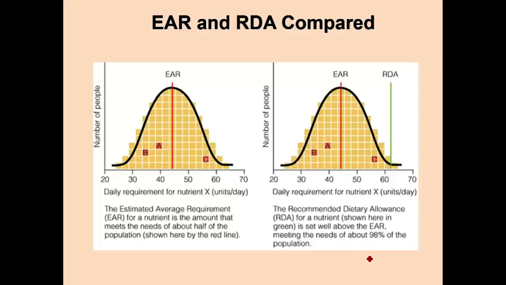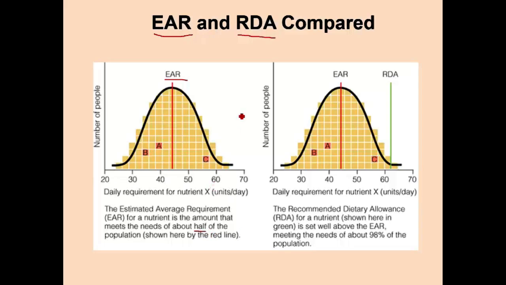Let's compare what's happening with EAR and RDA. An EAR has to be calculated and established before the RDA can be recommended. Let's see why. The EAR, or the estimated average requirement for a nutrient, is the amount of that nutrient that meets the need of about half of the population.